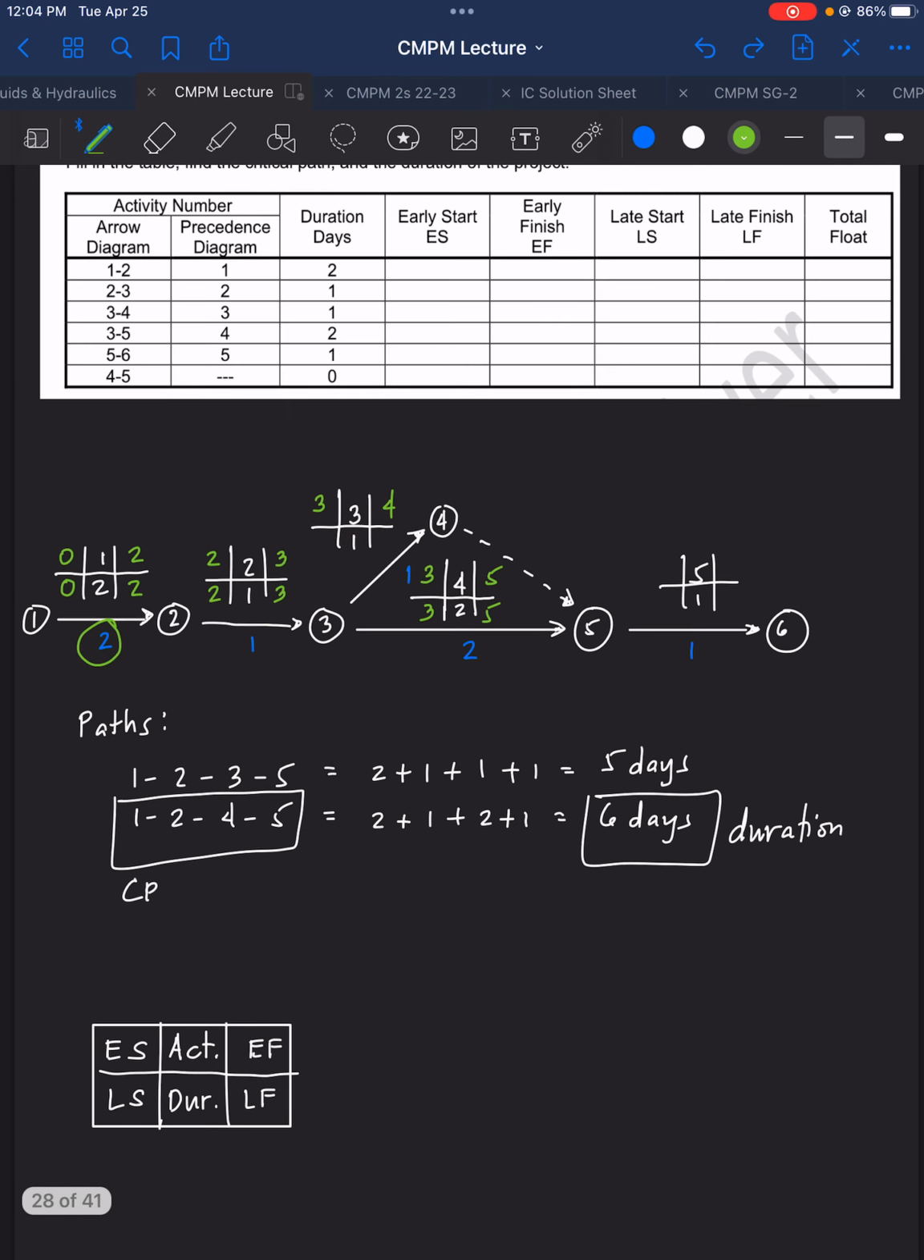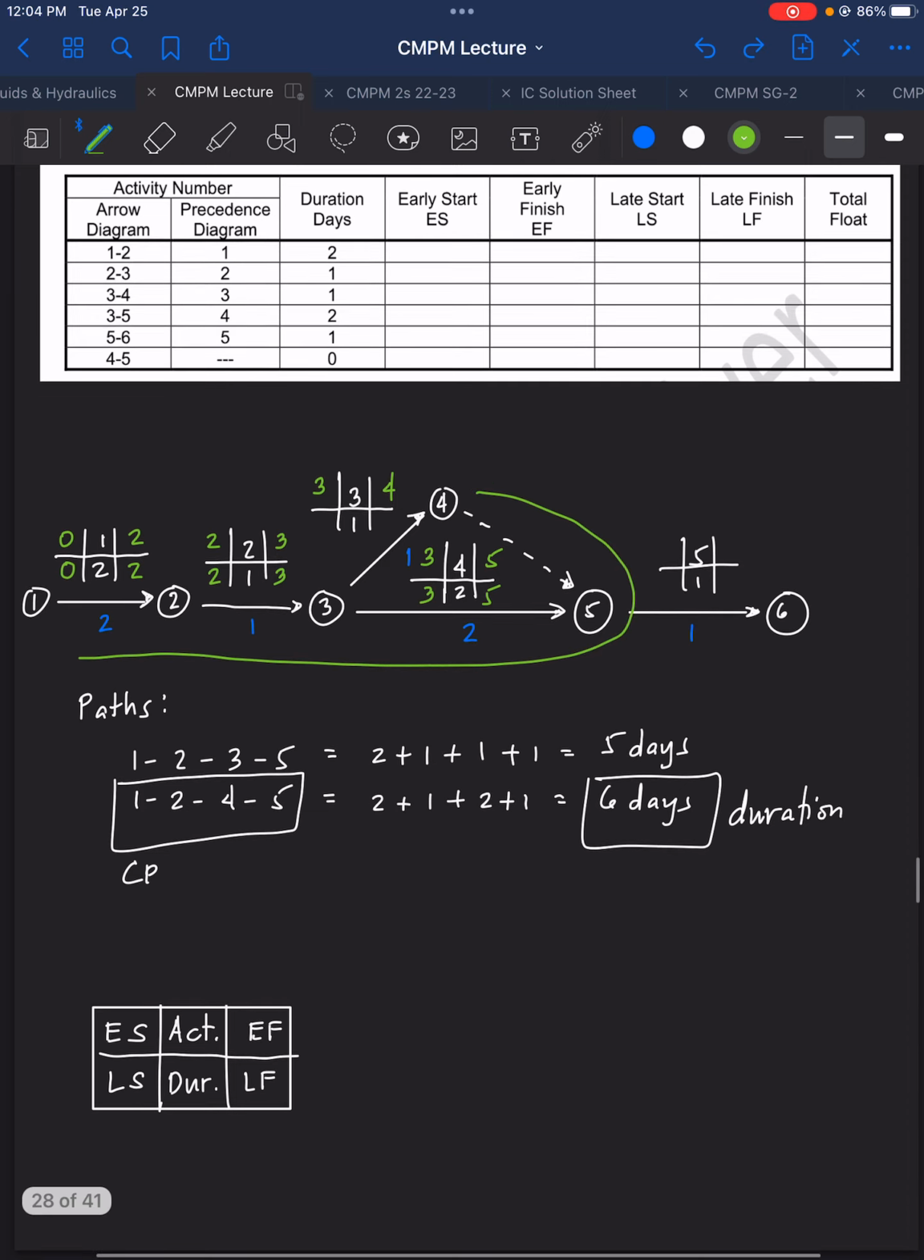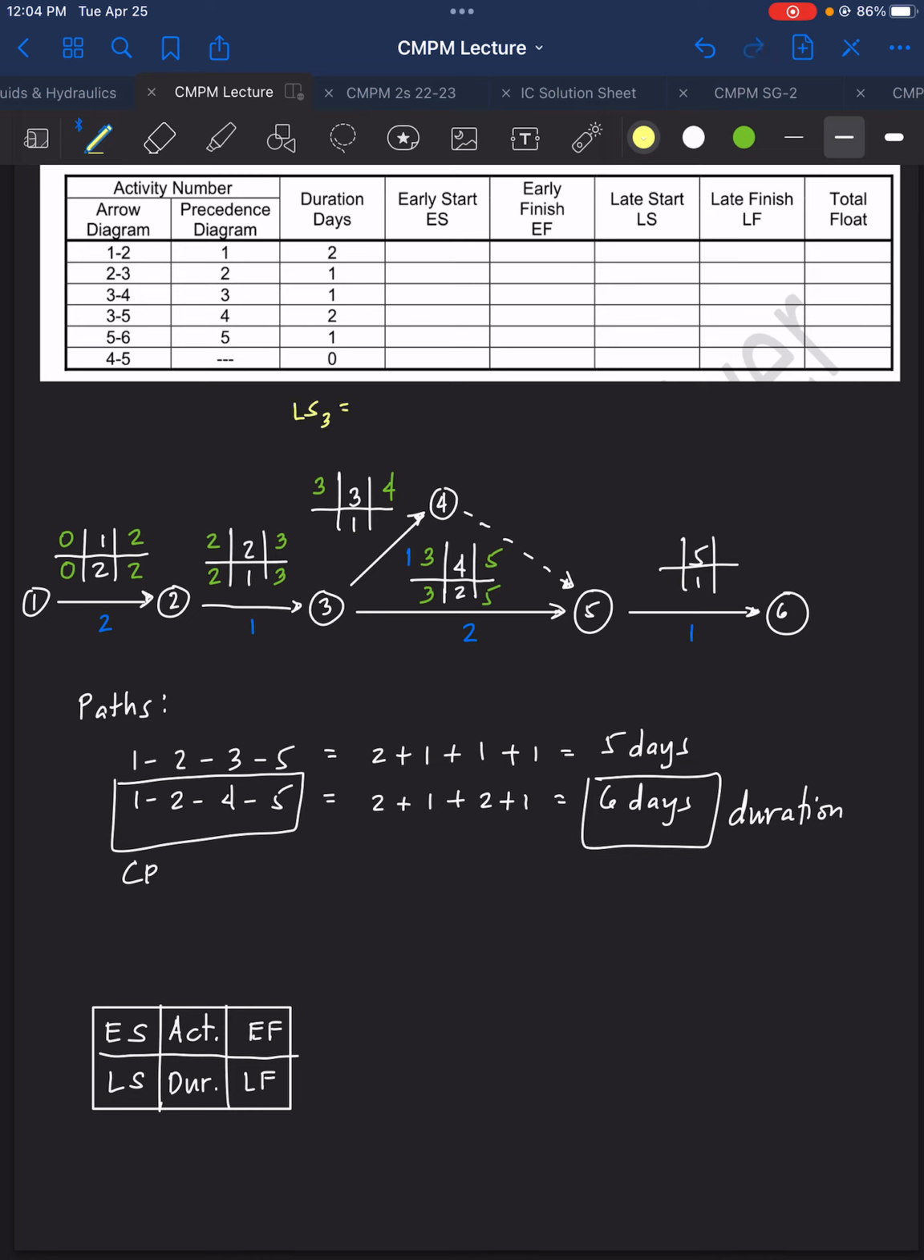So as you can see here, I did the backward. So 1, 2, and then going to node 4. So the computation for the late start for activity 3 is equal to 2 plus 1 plus 2 and then minus 1 of the activity for activity 3. So that is equal to 4 days. Okay, so 4 days, and then you can get now the late start as 5 days.